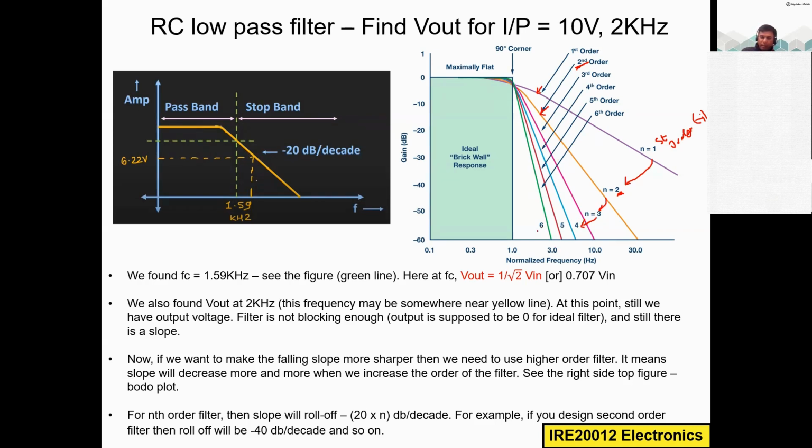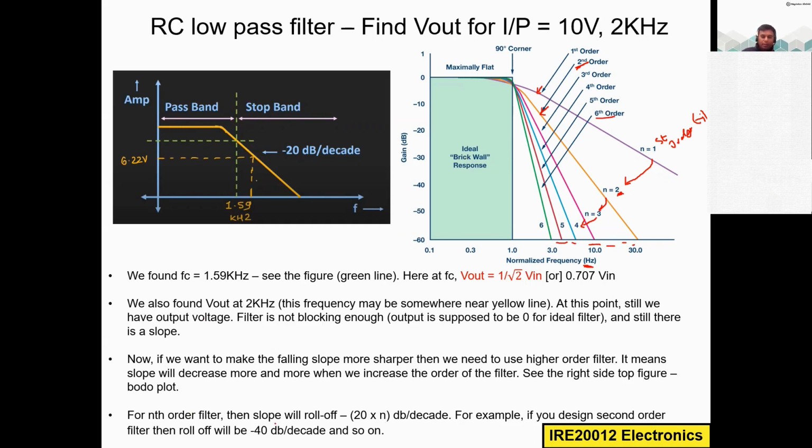For example, in the sixth order filter, the output falls down here when the input frequency becomes 3 Hertz. It has already reached 0, and then here there is no more output. So the low pass filter works very well when it becomes a higher order filter.